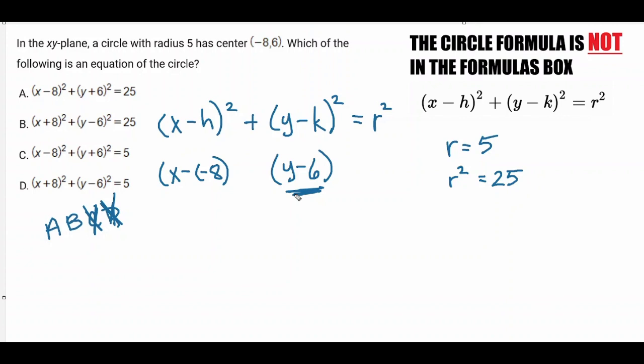So the right answer has to have y minus 6 in it. Which of these answer choices has y minus 6 in it? It's B. A has y plus 6. For the record, this is x plus 8 because minus minus is plus, but you didn't even have to get there. The answer is B. And that's it.